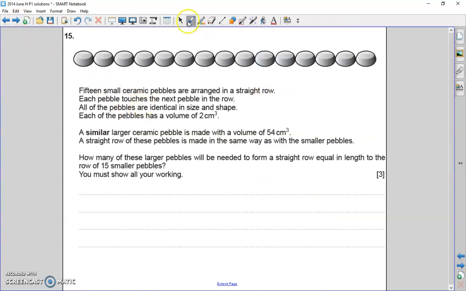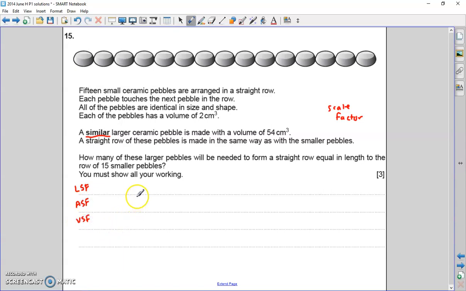What have we got here then? We've got some identical pebbles, and you've got the word similar in bold, and hopefully you see the word similar and you think scale factors. And then you see you've got volumes and lengths all mixed up. Okay, so it's going to be a sort of an LSF, ASF and VSF question.